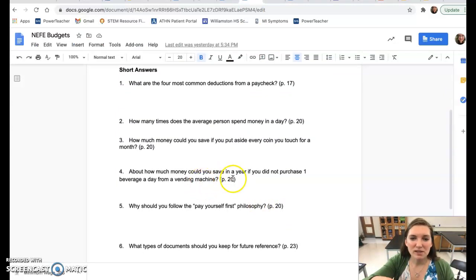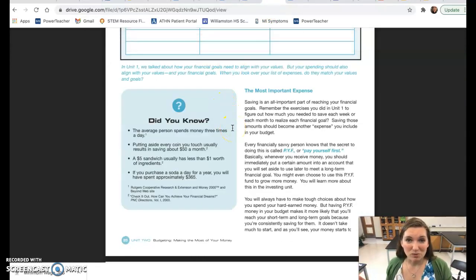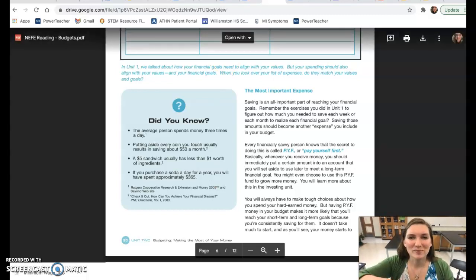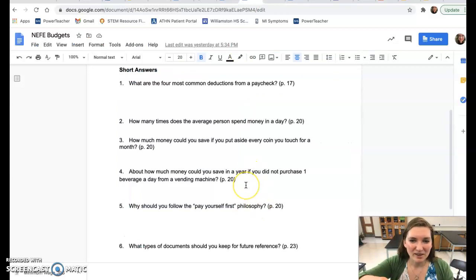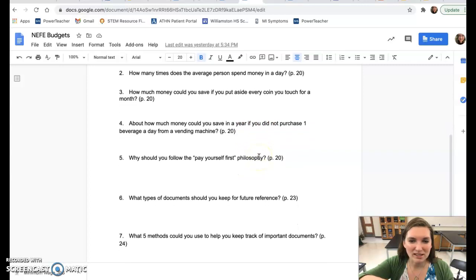About how much money could you save in a year if you did not purchase 1 beverage a day from a vending machine? Also page 20. Okay, so assuming you purchase 1 beverage a day from a vending machine, if you didn't do that anymore, you could save approximately $365. I think they're assuming that a beverage costs about $1. It's actually more than that, so you could save like $600 or something like that over the course of a year. Okay, so 365 if you're going to put it exactly.